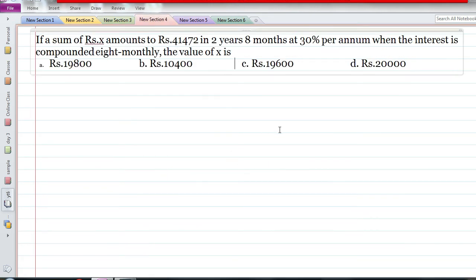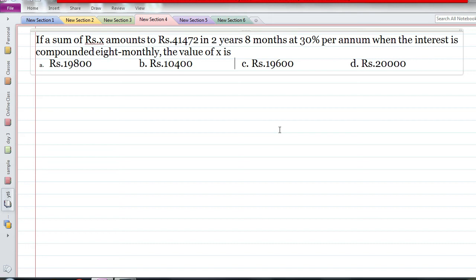So let's see the next question. This is a question based on compound interest. So if a sum of X rupees amounts to 41,472 in 2 years 8 months at 30% per annum, when interest is compounded 8 monthly, the value of X is.